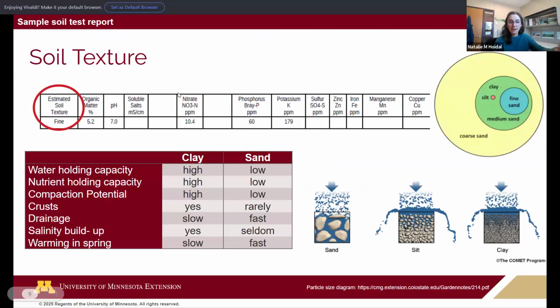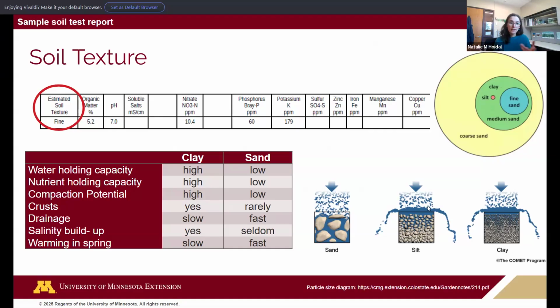Great, so we're going to start with soil texture. This is maybe not my favorite part about this test. You can pay extra to get a full soil texture analysis where it would say something like silty loam or clay loam. But on a basic test, they're really just feeling the soil texture and saying whether it's fine, medium, or coarse. So fine would be a soil with more clay in it. Coarse would be a soil with more sand in it, and medium is somewhere in between.